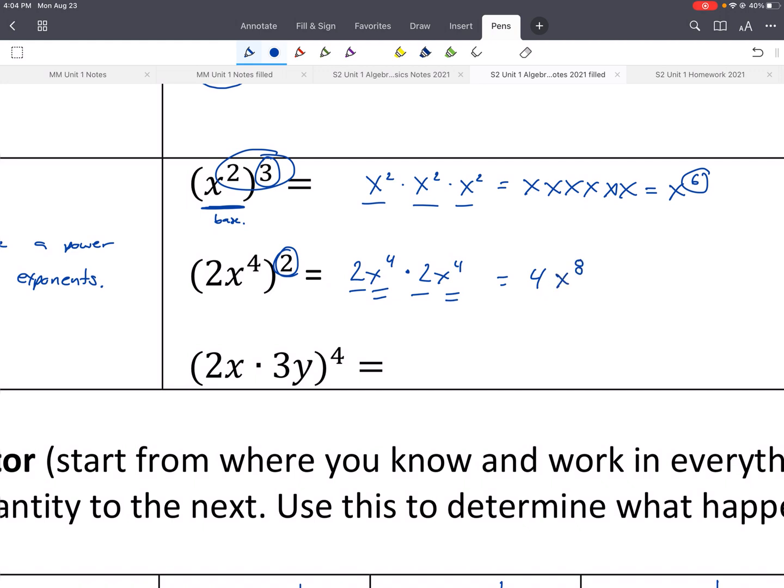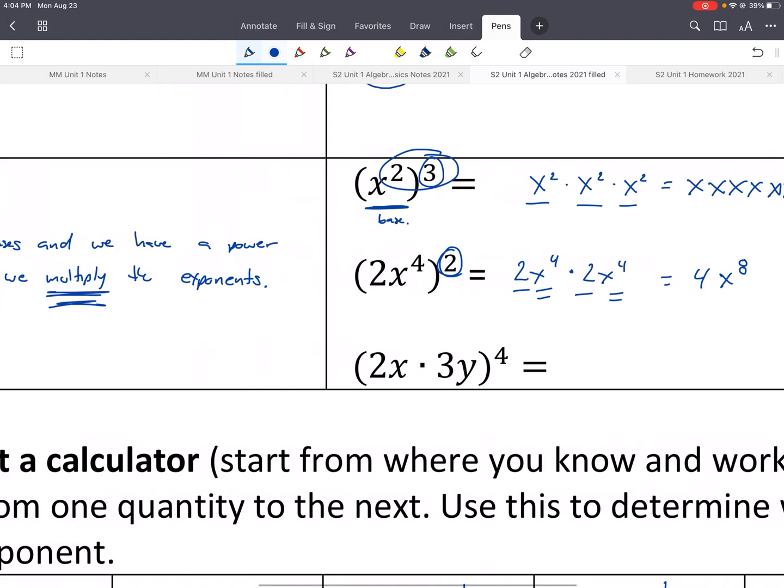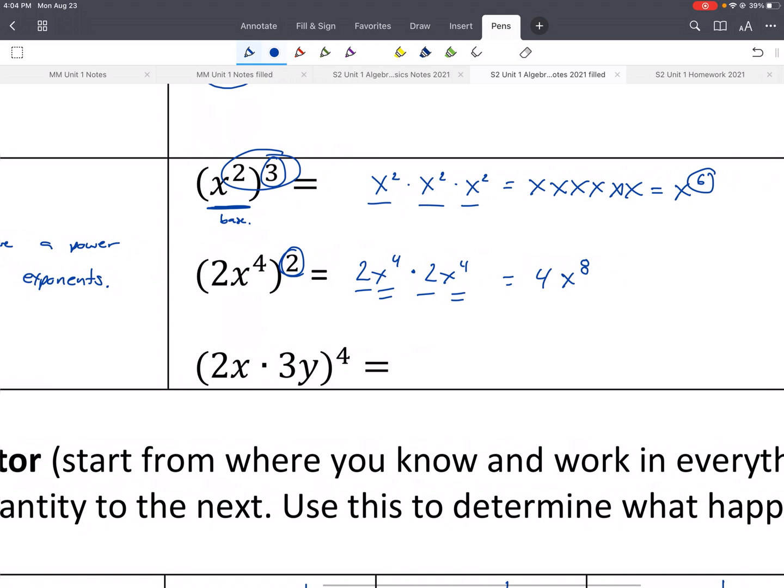Okay? If you prefer, we can use our rule here. We just need to realize that this has an exponent of 1. So we multiply that exponent and that exponent. So this would be 2 to the 2, and x to the 8th. And we could simplify that to give us 4x to the 8th. Okay? All right.